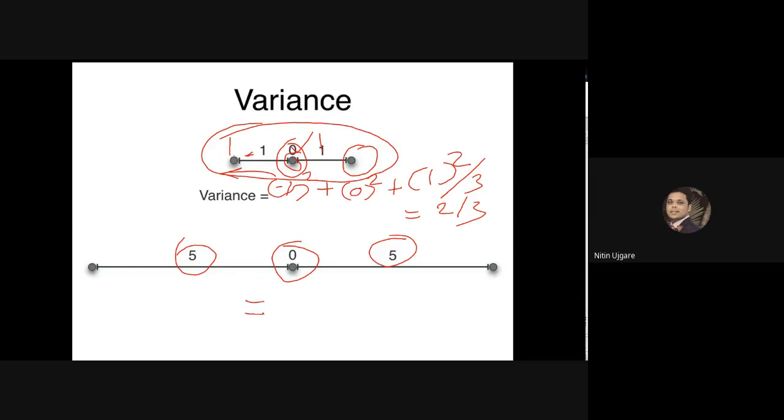Again, I will take the distance of the first point from the center, so it will be 5 square, then the distance of the second point, which is actually the center itself, so it will be 0 square, and then again the distance of the right side point, which will be 5 square, divided by the total number of points, that is 3. So the variance for this second data set is 50 over 3, or 50 by 3. Okay, so that's how we are calculating the variance.